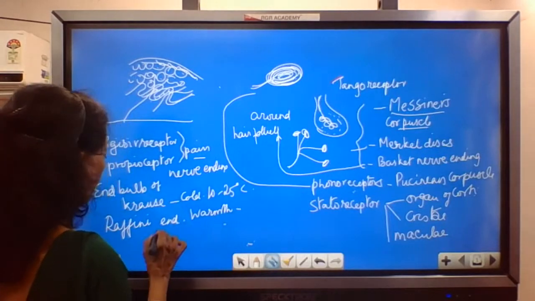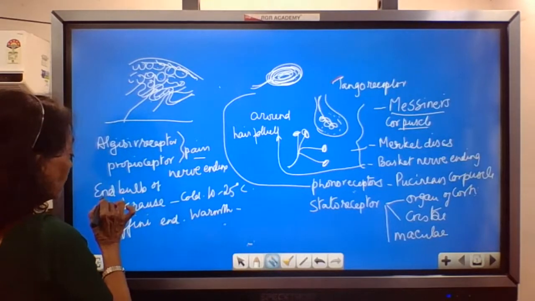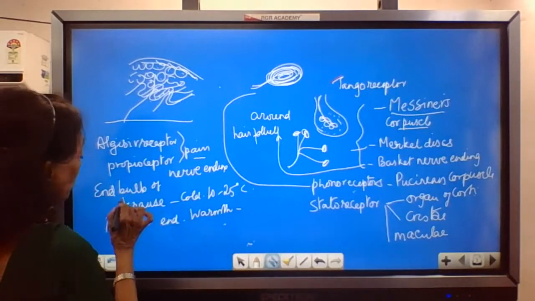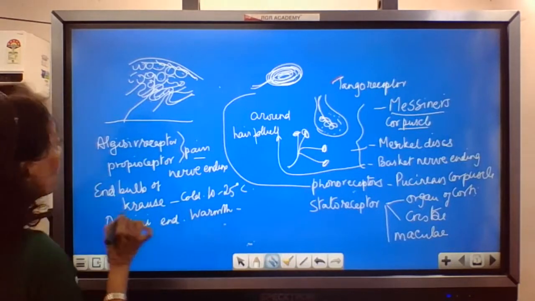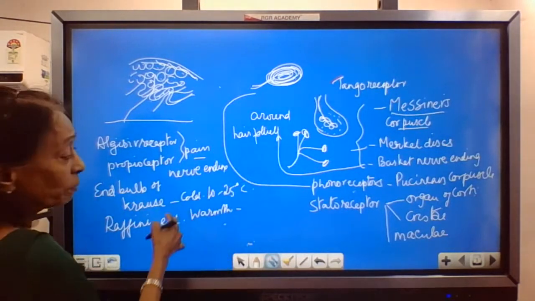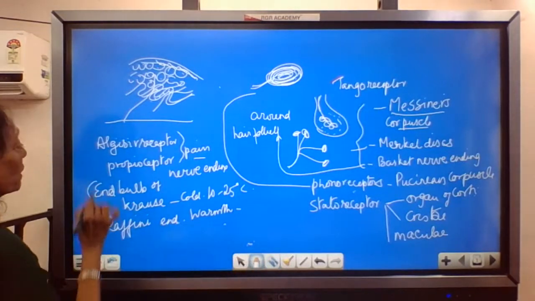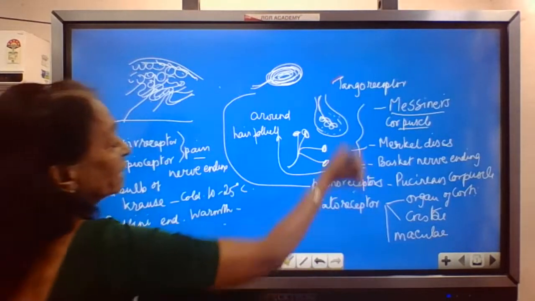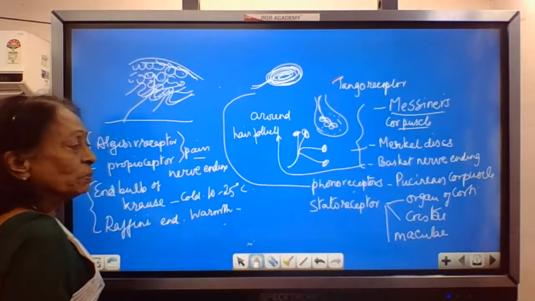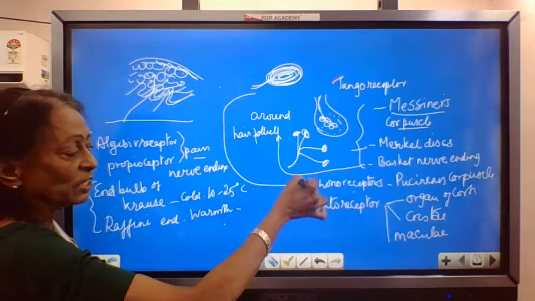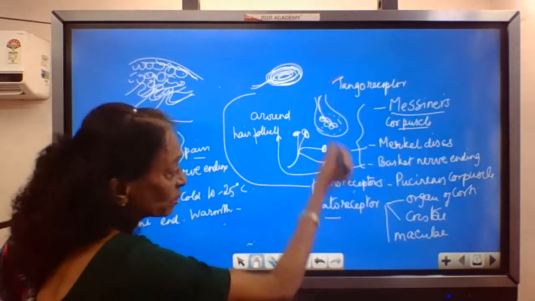The cold and warmth. Now there are receptors to receive pain, pressure, and temperature. The third set is temperature, this is pain, and this entire thing is pressure. Pressure is mechanoreceptor, so mechanical stimuli, so we include the statoreceptors under this.